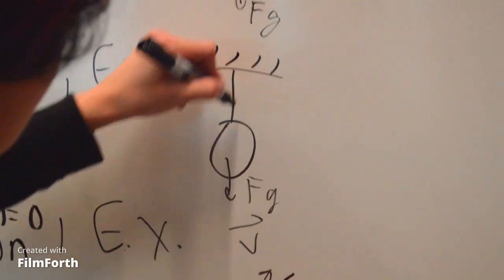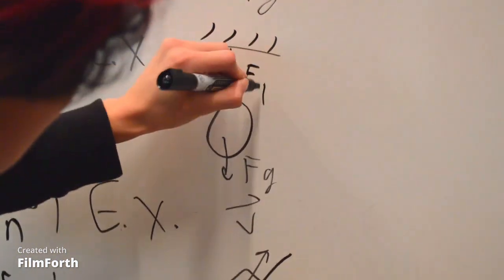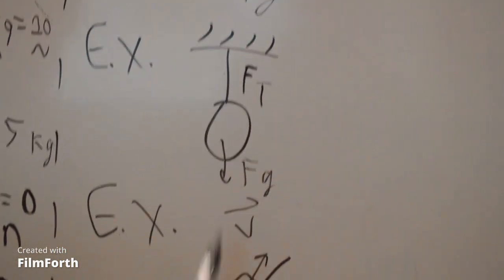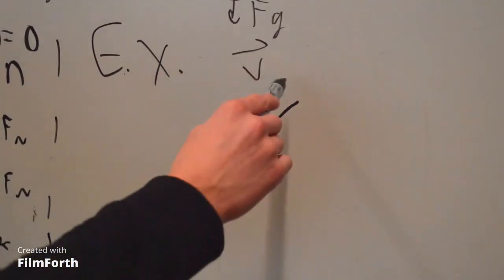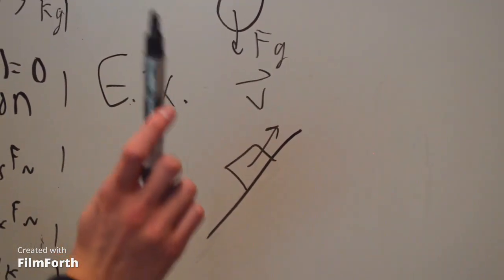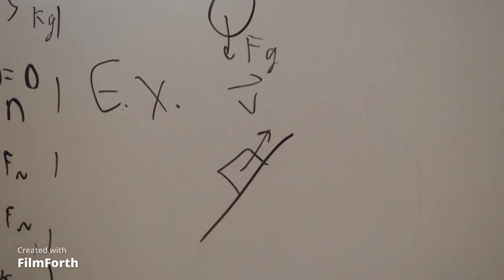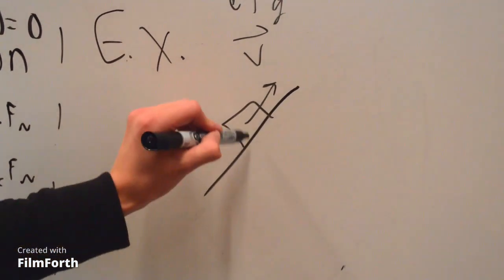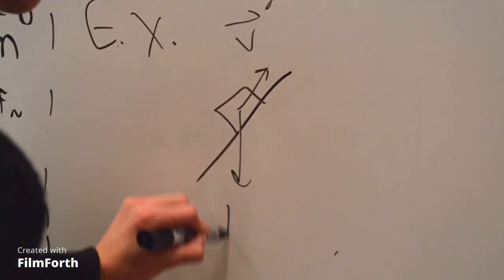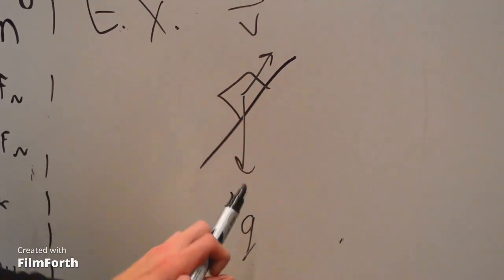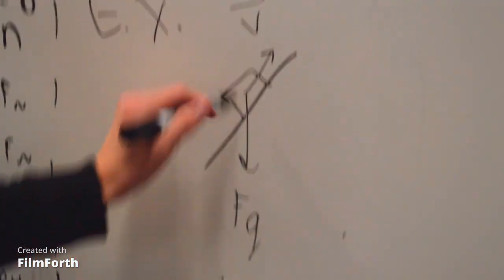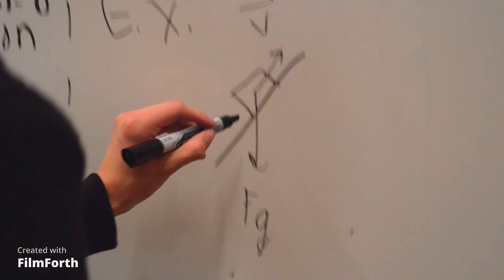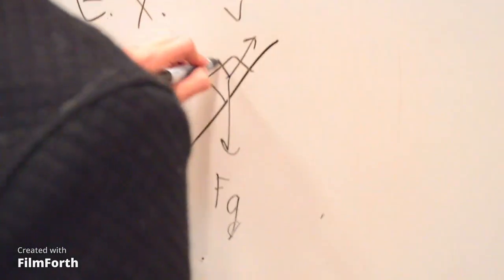And now we also have the tension force. And lastly, an object traveling up on a surface where friction is not negligible. So, first, the force of gravity is going down. Notice how it's not perpendicular. Gravity always goes down. It's never perpendicular to the object. And now we have a normal force, which is perpendicular to the surface here.